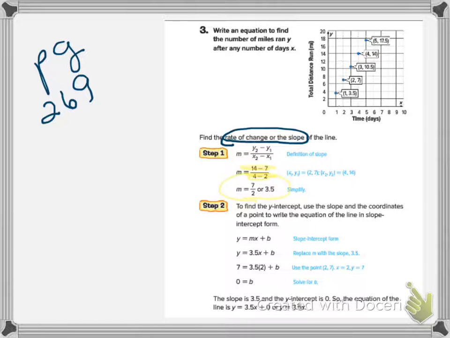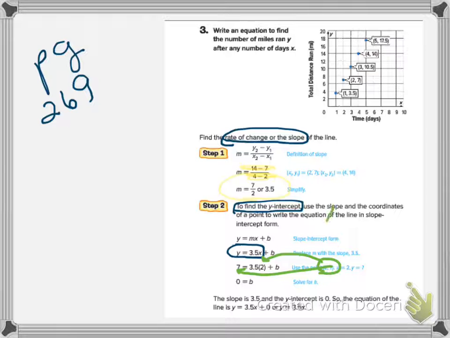Now, one of the things we have not looked at yet in this chapter is making sure it's proportional by checking for a b value. To find the y-intercept, we use that beginning equation that we came up with, with the slope plugged in for m as 3.5. And then you can choose any point. Now they've chosen the point 2, 7, and they're plugging in the 2 for x and the 7 in for y. And then you solve for b.